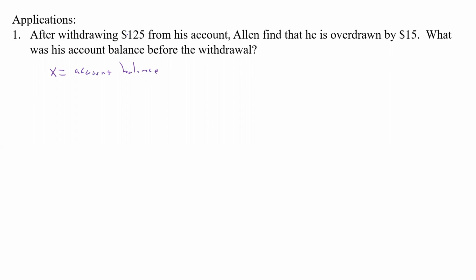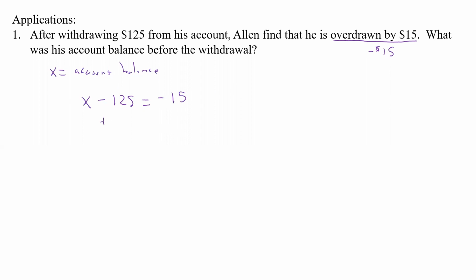Okay, so now we're going to write that based on what's written here. After withdrawing $125 from his account, Alan finds he is overdrawn by $15. That's going to be X minus 125 equals. Now, if you're overdrawn by $15, what's that give you? That gives you a negative $15. Since it's an equation, we're not going to put any units, so that's just negative 15. So that's our equation we have to solve.